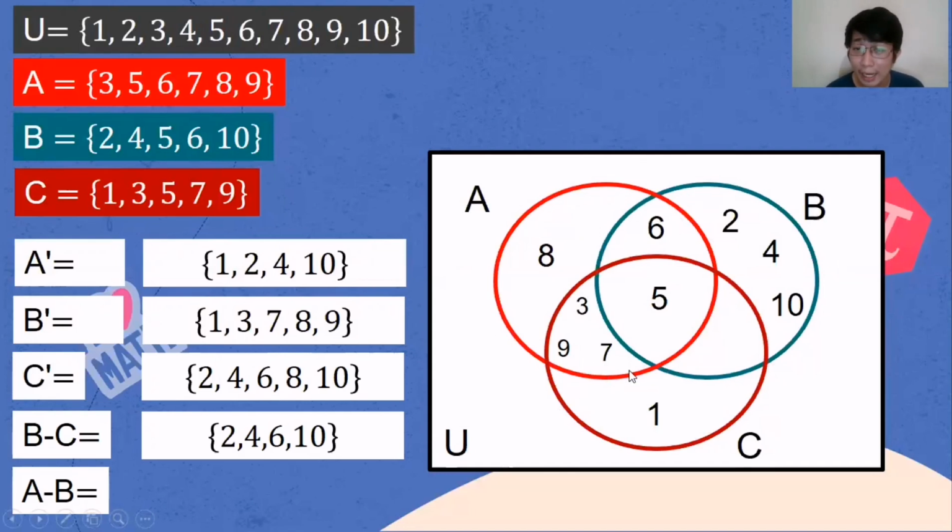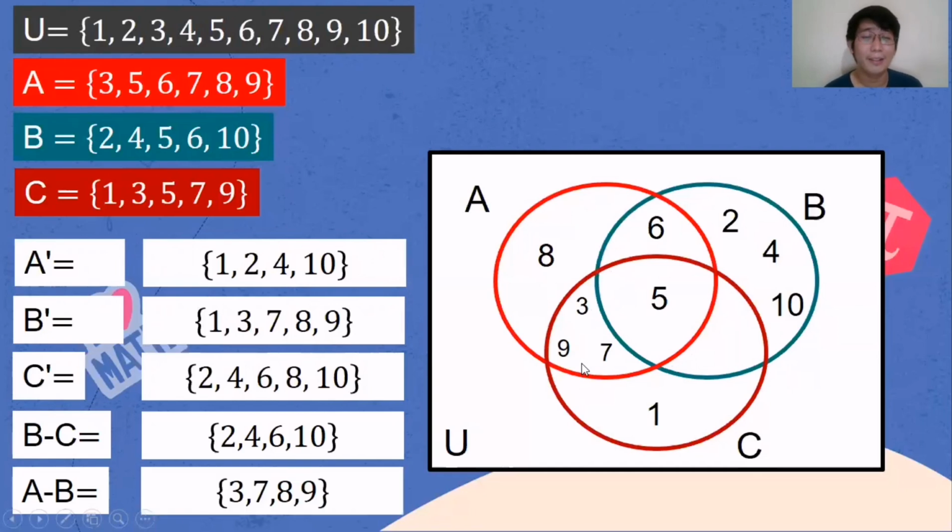Anong meron si A na wala kay B? Anong elements meron si A na wala si B? Those elements are 3, 7, 8, and 9. Very good. 3, 7, 8, and 9. I hope you understood on how to make Venn diagram, on how to solve operations of sets using Venn diagram.